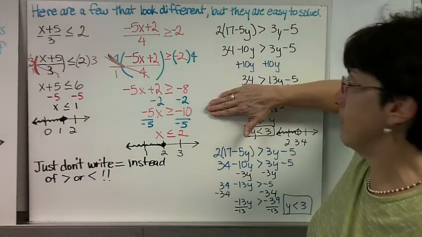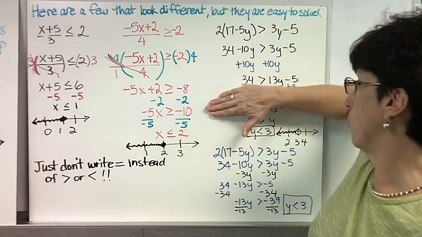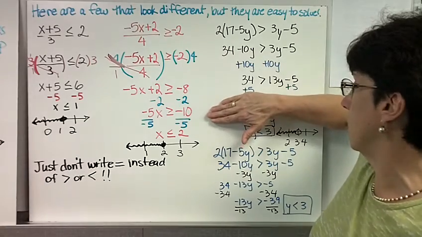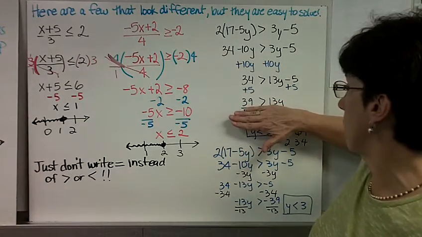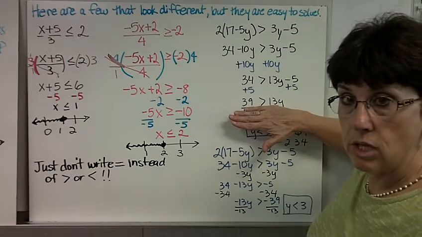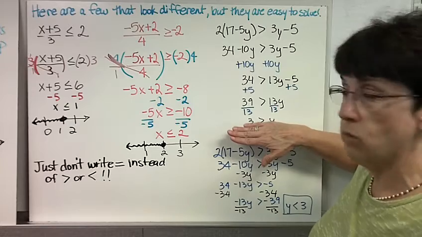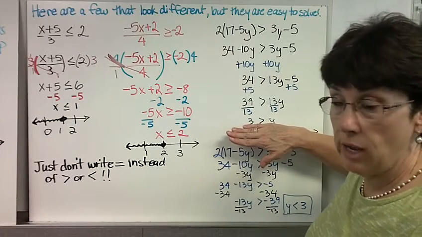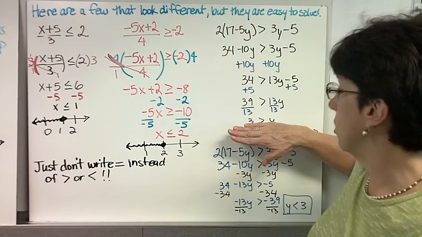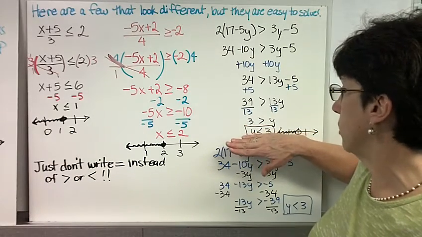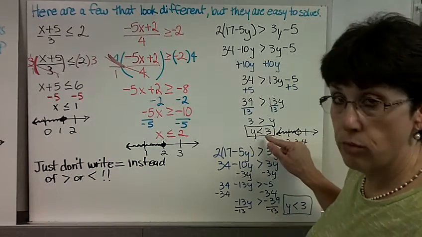So I have all of my variable terms on the right, so I need to move the 5 over to the left. So I'll add 5 to both sides of my inequality, and that leaves me with 39 is greater than 13y. Do the inverse, divide both sides by 13, and I get 3 is greater than y. But that is not how I want you to write your final answers. I always want your variable on the left. So when we move our variable to the left, we get y is less than 3.